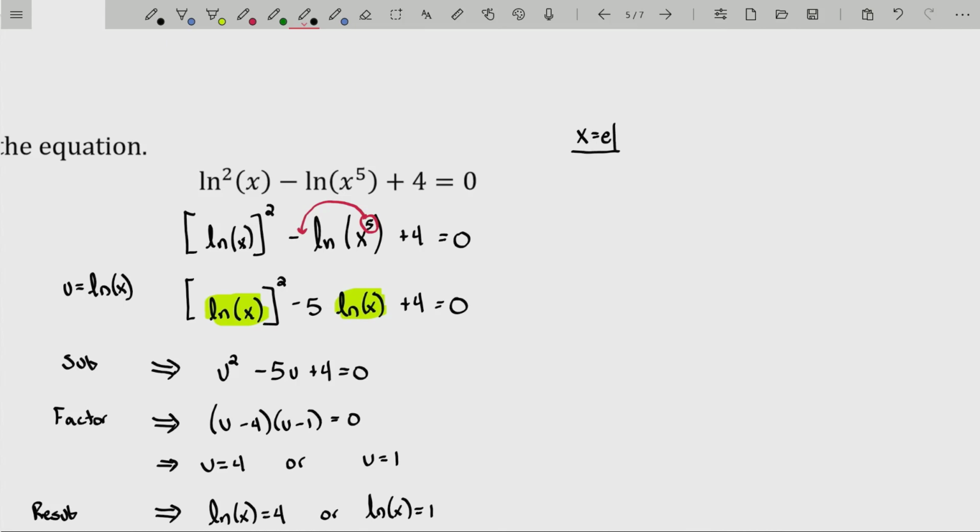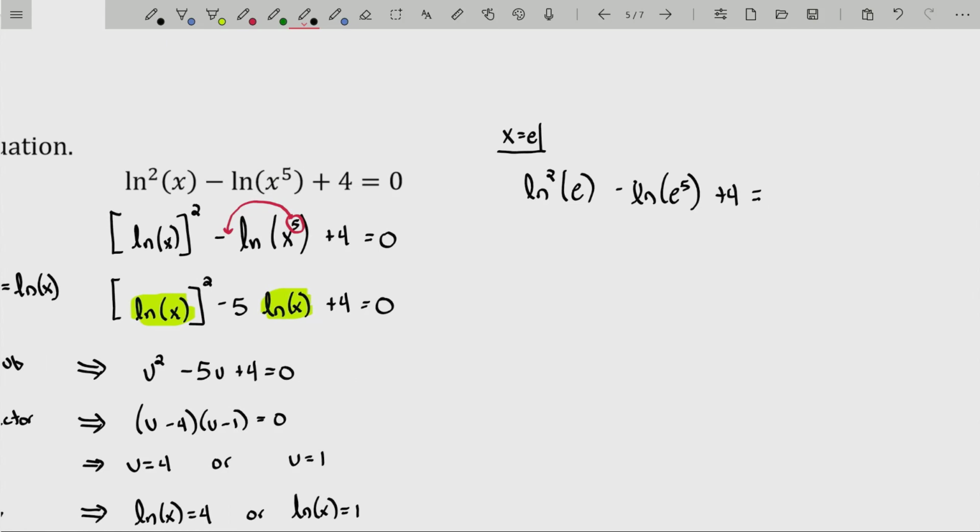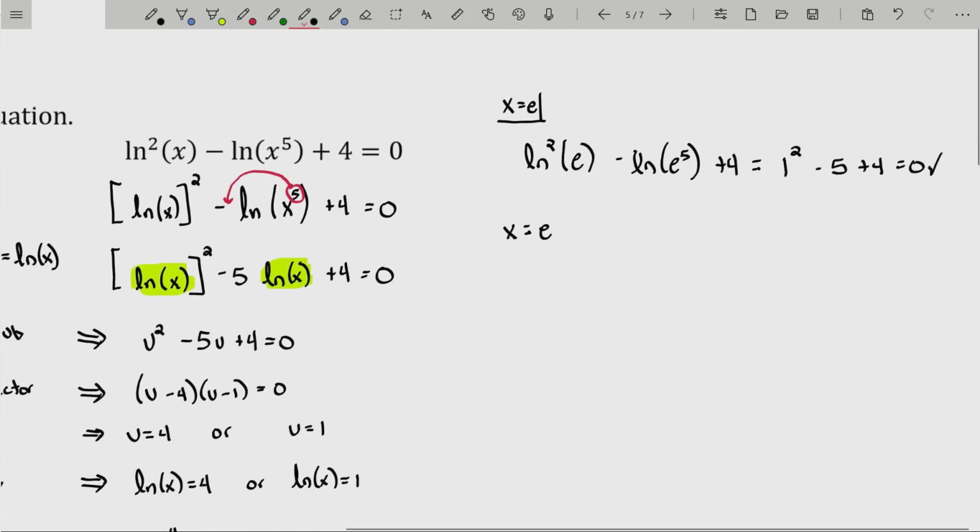If you substitute in e, you have the natural log squared of e minus the natural log of e to the 5th, and then plus 4. Well, the natural log of e is 1, so you have 1 squared, minus a natural log of e to the 5th is 5, and then plus 4. Well, that's negative 4 plus 4, that's 0. That works out.